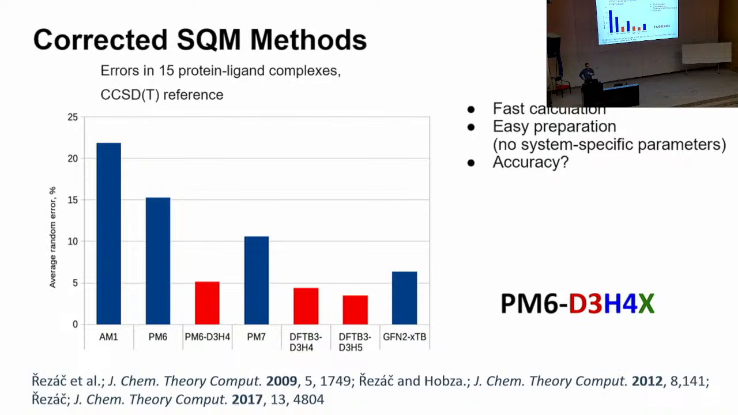So our workhorse is PM6-D3H4X or S, depending. So X is for halogen bonding, S is for chalcogen bonding. And such a method can be used. But up to now, we have been only in vacuum.